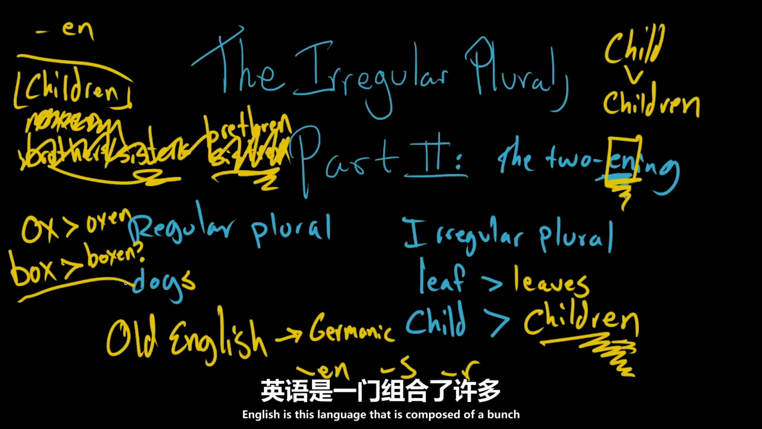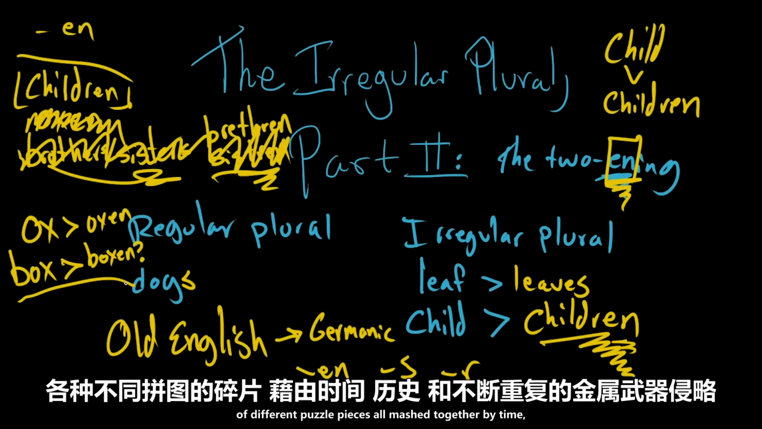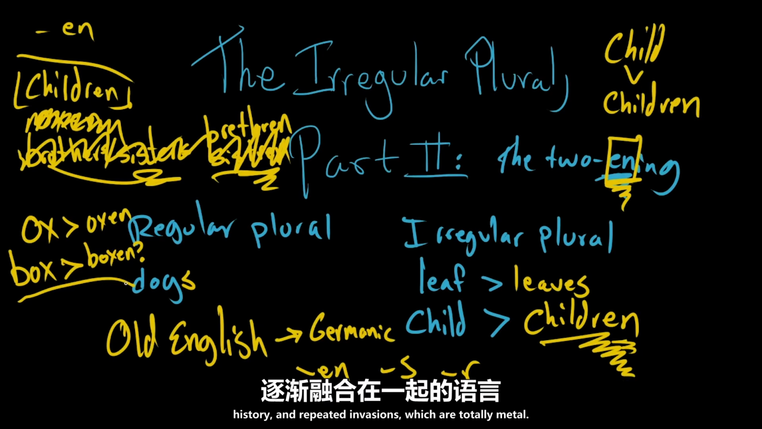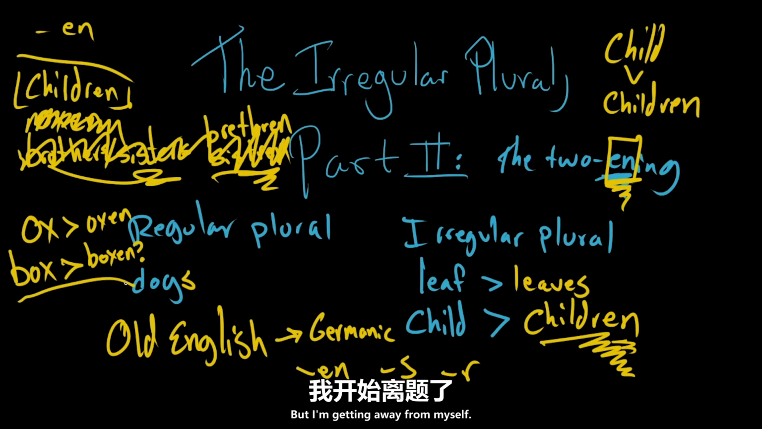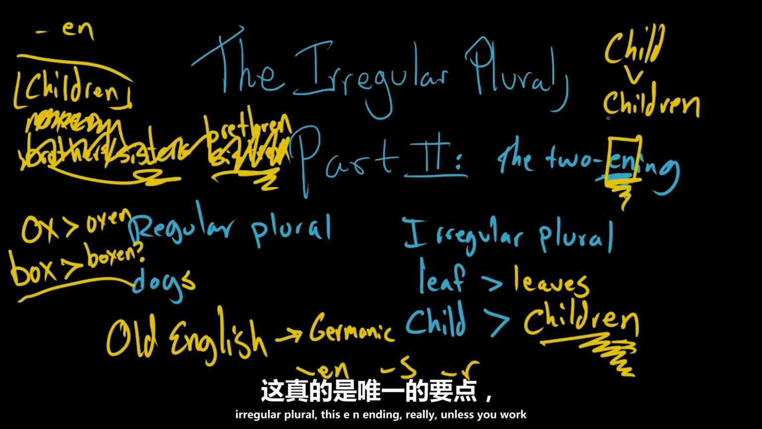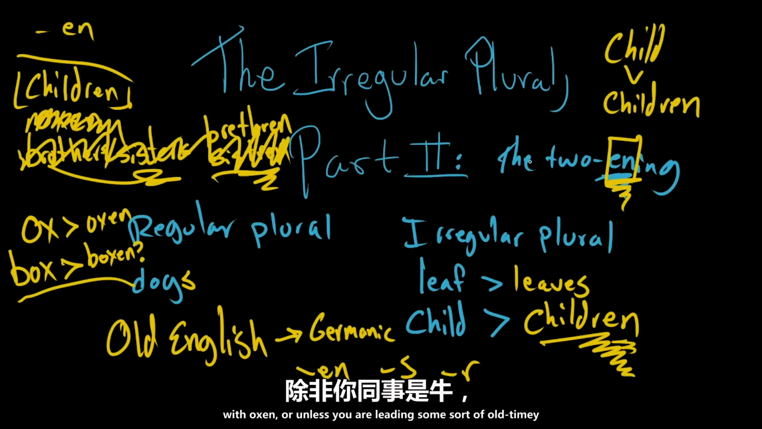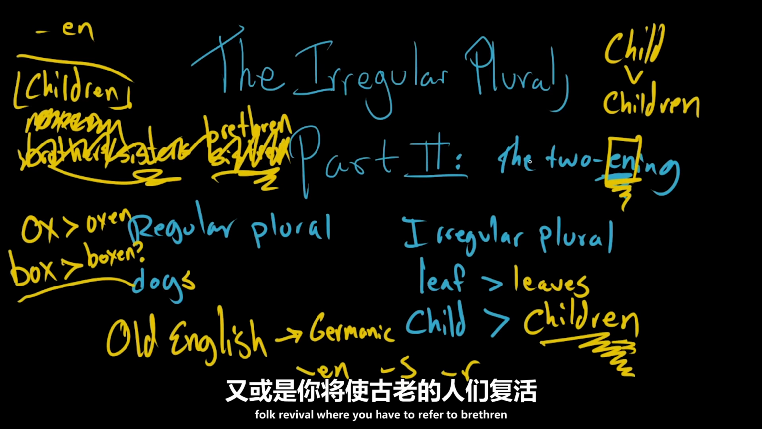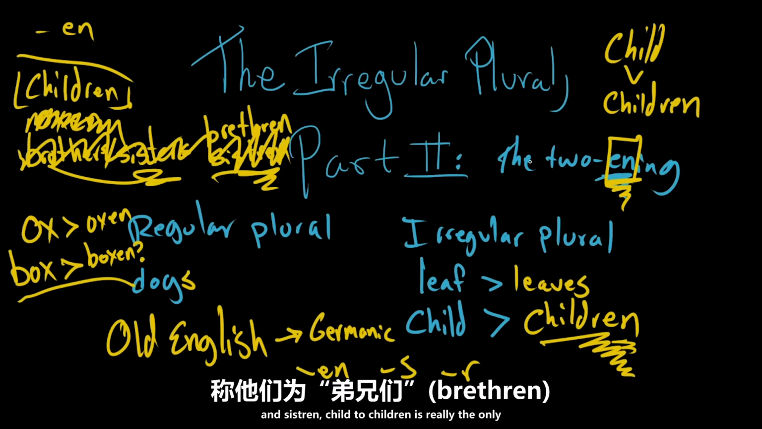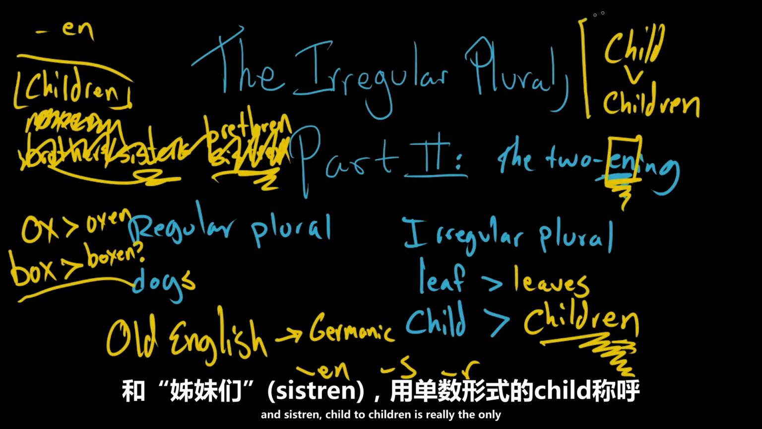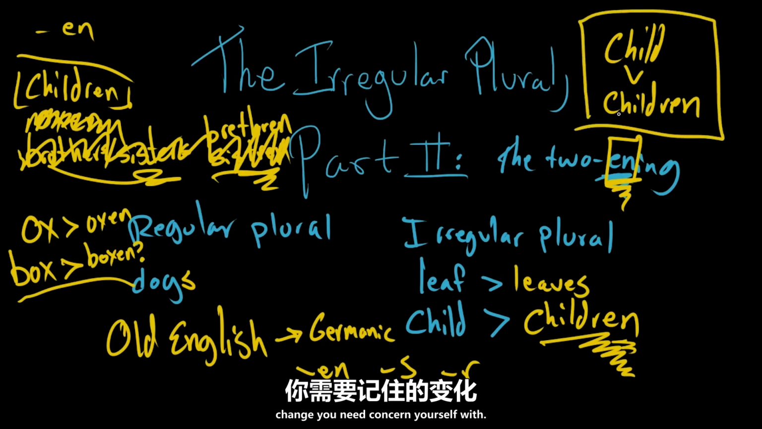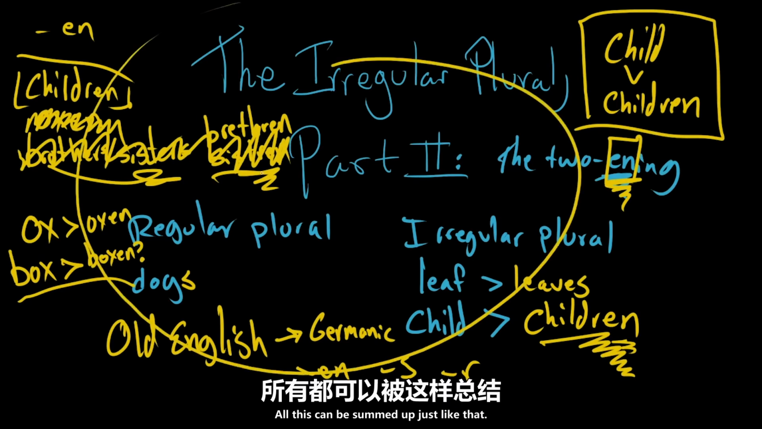English is this language that is composed of a bunch of different puzzle pieces, all mashed together by time, history, and repeated invasions, which are totally metal. But I'm getting away from myself. The important thing to remember is that for this irregular plural, this en ending, really, unless you work with oxen, or unless you are leading some sort of old-timey folk revival where you have to refer to brethren and sistren, child to children is really the only change you need concern yourself with. All this can be summed up, boop, just like that.